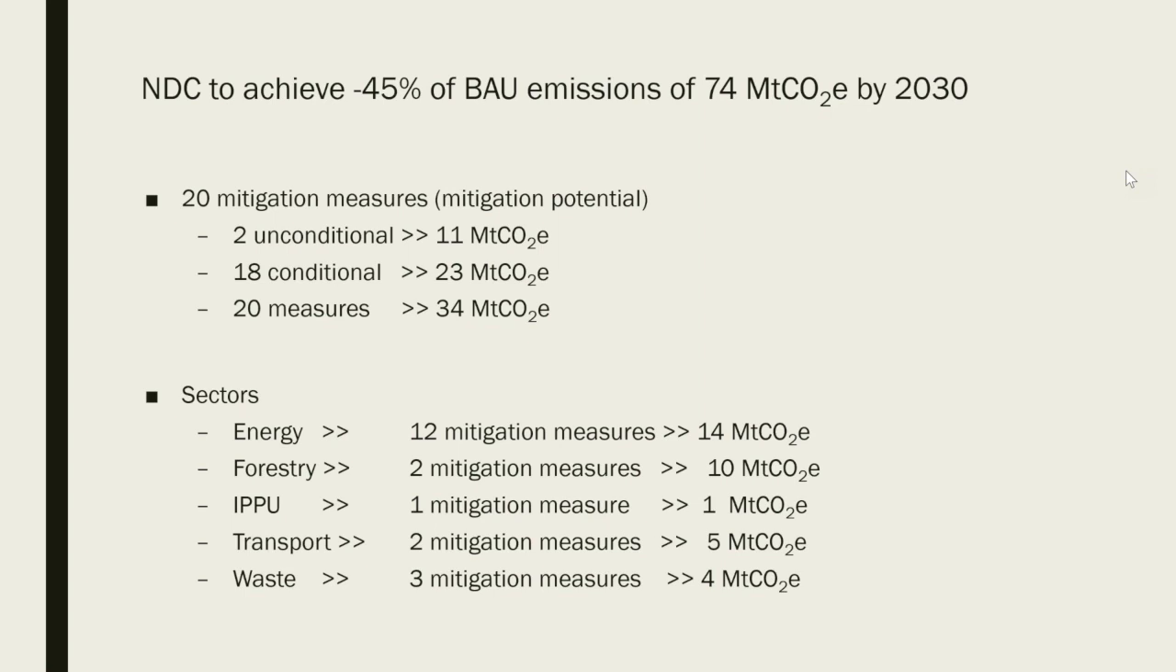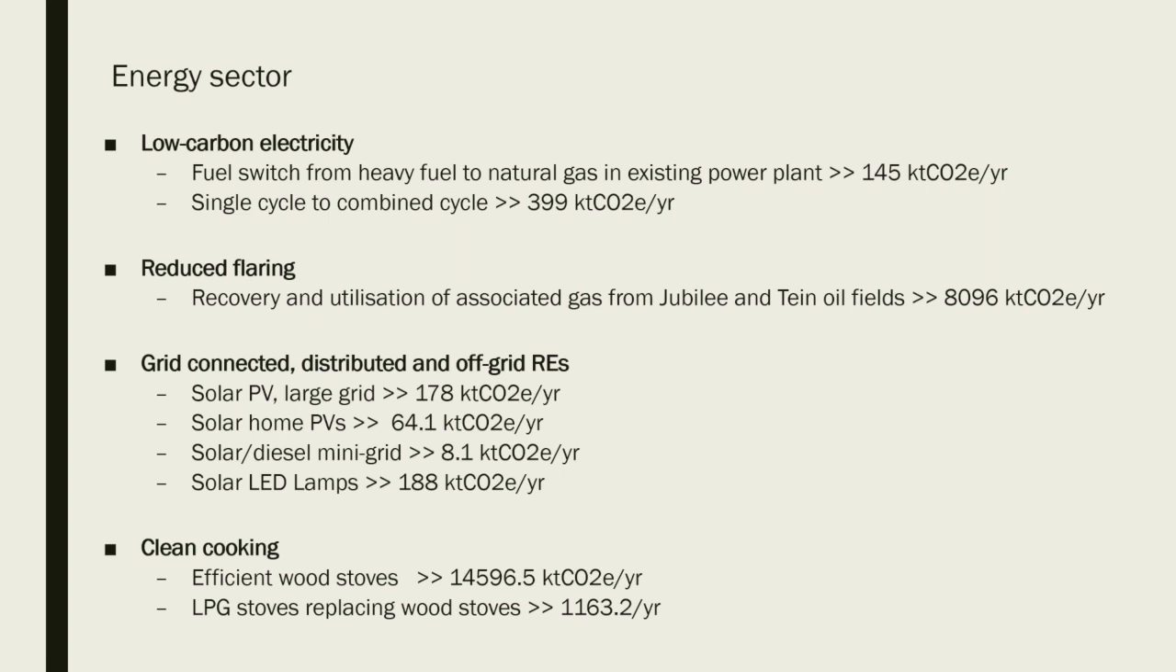The two unconditional measures, one in the energy sector and one in the forestry sector, are what is leading to the 11 million tons of emission reductions. The others, for example, if you go within the energy sector and break it down further into themes, you can see that there are very specific themes and their corresponding emission reductions.